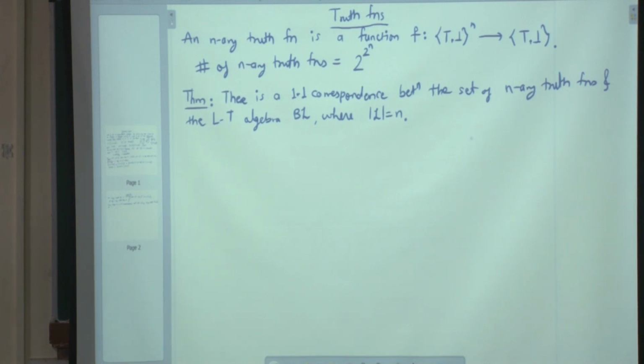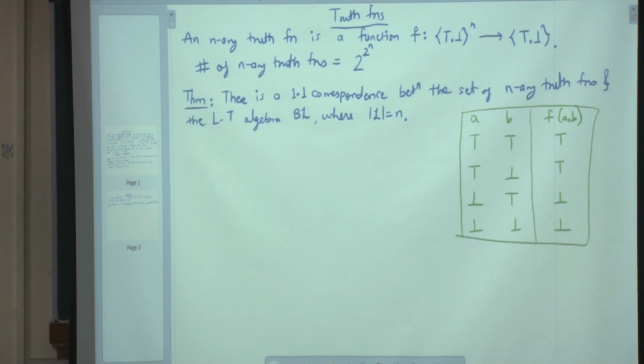So if I am given T, I need to give a truth function. So this is the f. Let's say a and b, and then I am writing down f of ab, and my function is given like this.